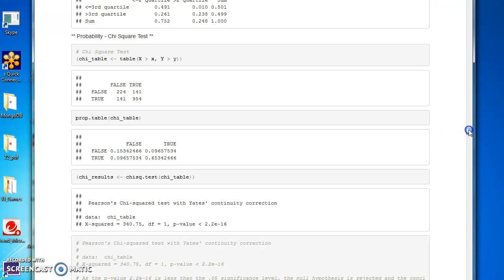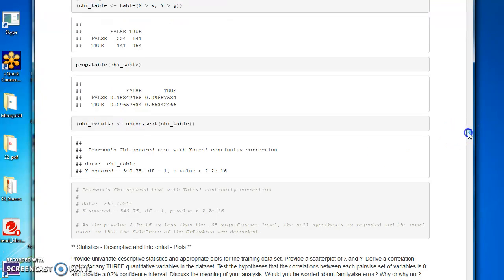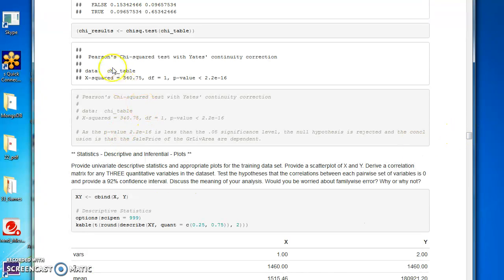And then for the chi-square test, I created a table comparing X's and Y's. This is the counts, this is probability, and then I put it in a Pearson's chi-squared test. The outcome is that the p-value is a very small number, less than 0.05. So the null hypothesis is rejected, and the conclusion is that the sale price and the greater living area are dependent. One is dependent on the other.